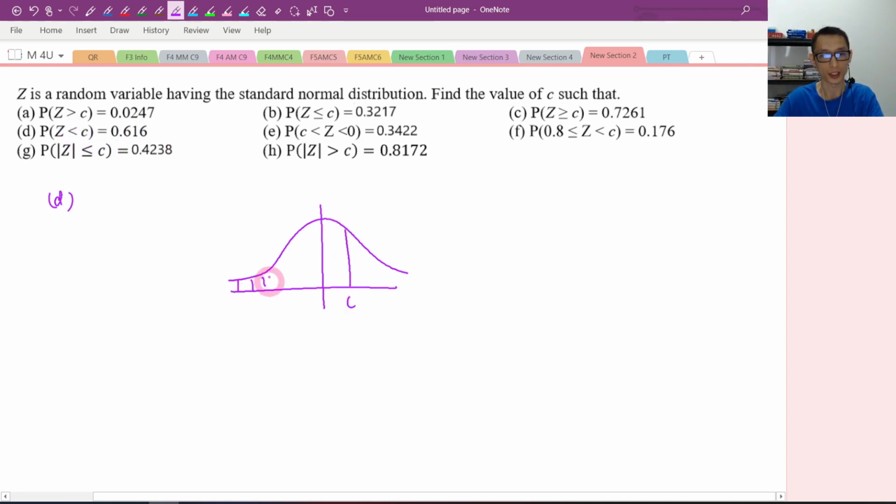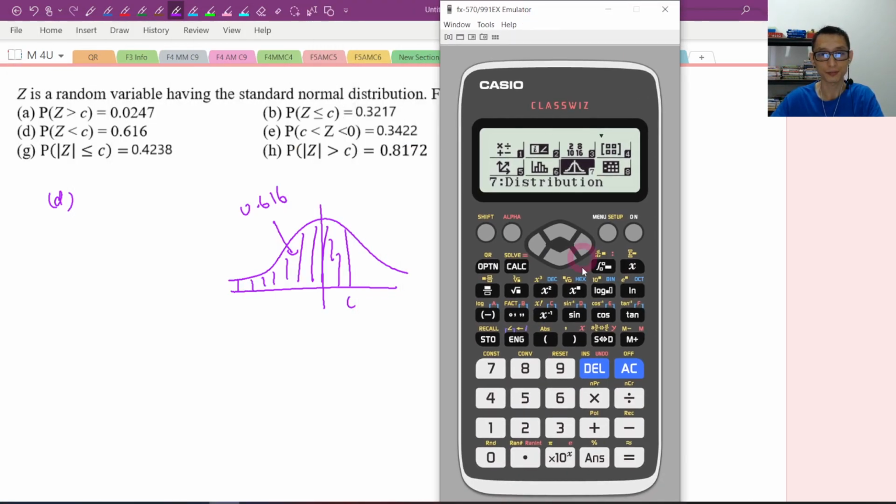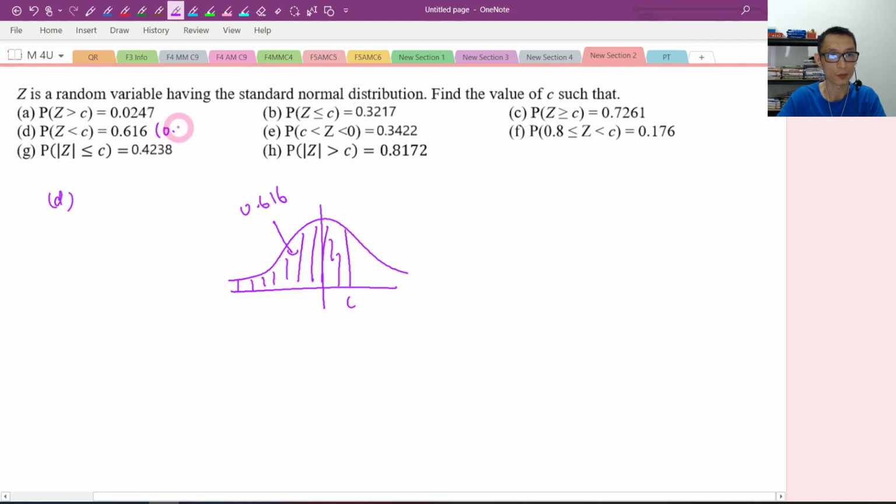I know the C is over here, right? Okay, 0.616. So you can try on your own how to get the answer. I will show you how we use our calculator. Now, 0.616. Standard deviation correct means correct, then just press equal. Our answer should be 0.295. The answer here is 0.295. This is a positive value. Okay, this one I let you try yourself.